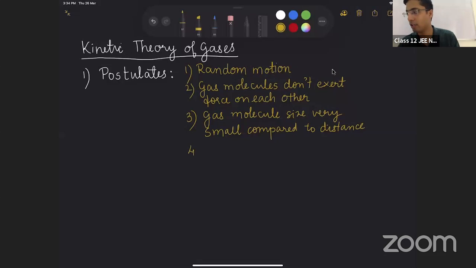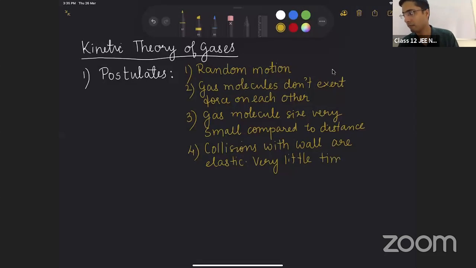And the fourth thing was basically collisions with the wall are elastic and there is very little time between collisions. Right? So these were the main postulates. There were 1 or 2 more postulates that you will see if you go into your textbook, but the main postulates were these, right?